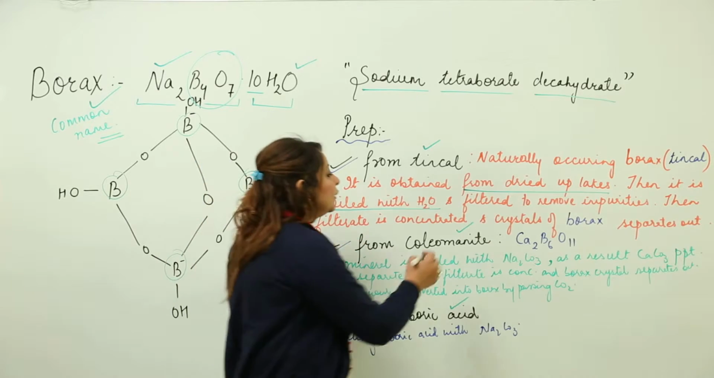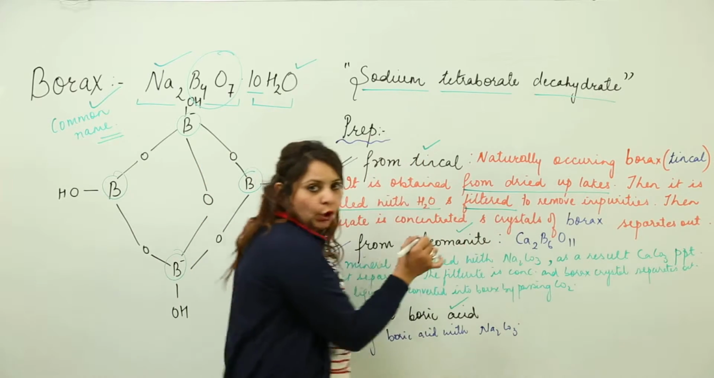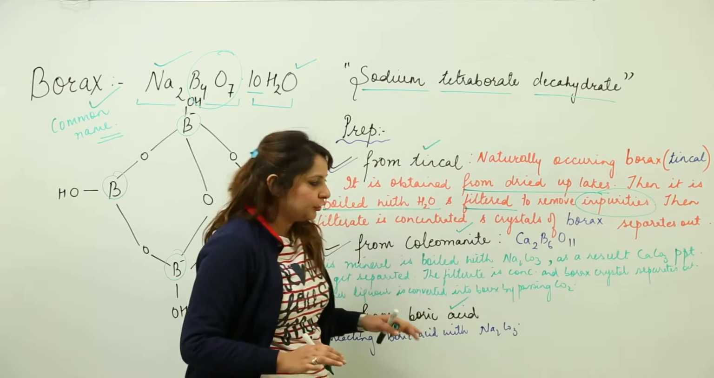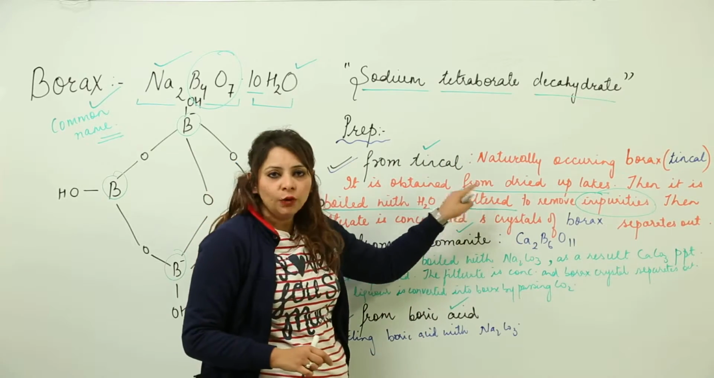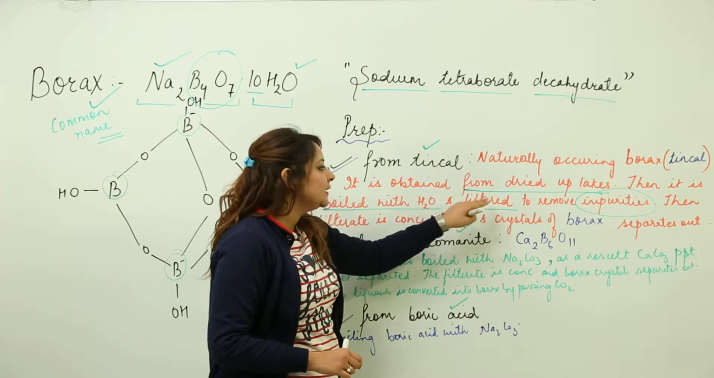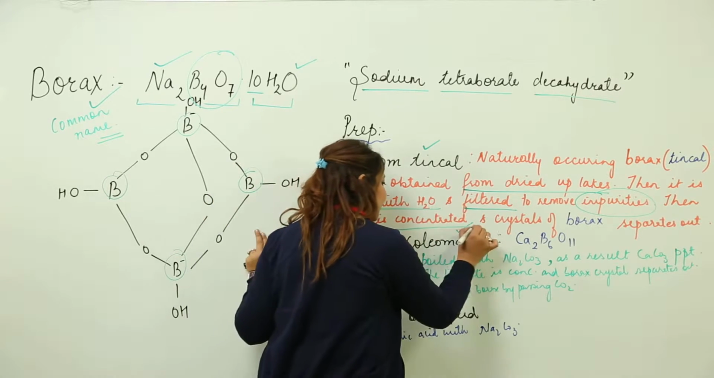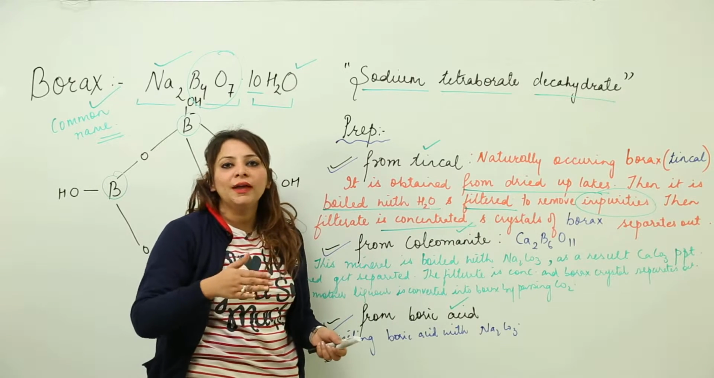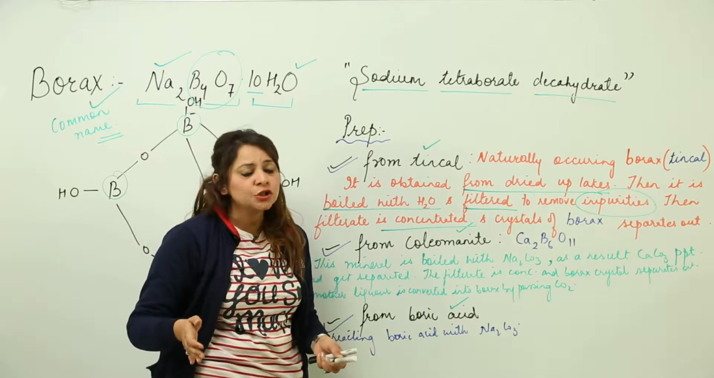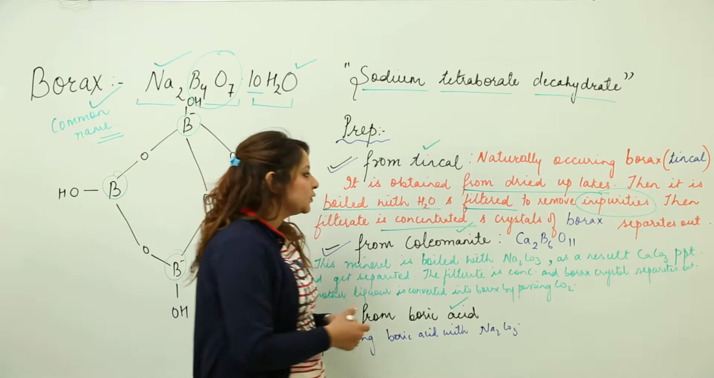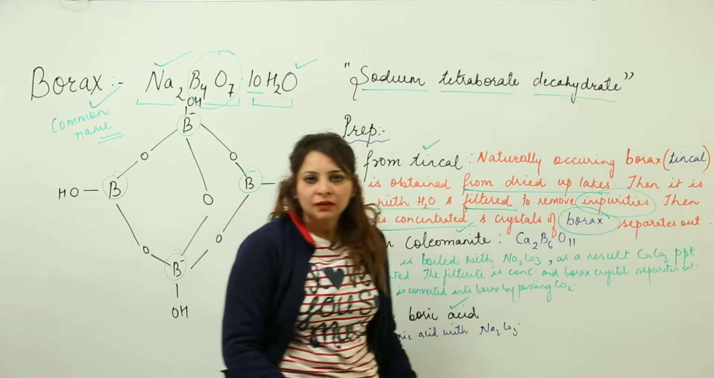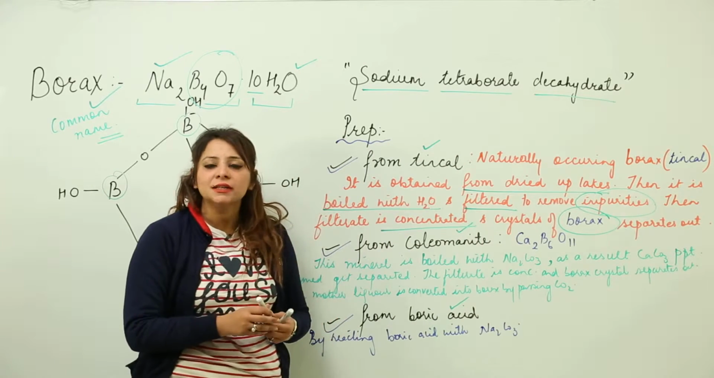After boiling, we filter it in order to remove the impurities. After that, what is done with the filtrate? The filtrate is concentrated. That means it is heated to a great extent up to a point when the crystallization point is reached. When the crystallization point is reached, the crystals of borax get separated.